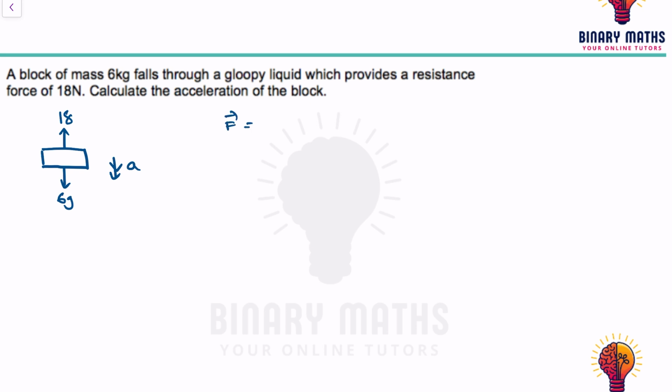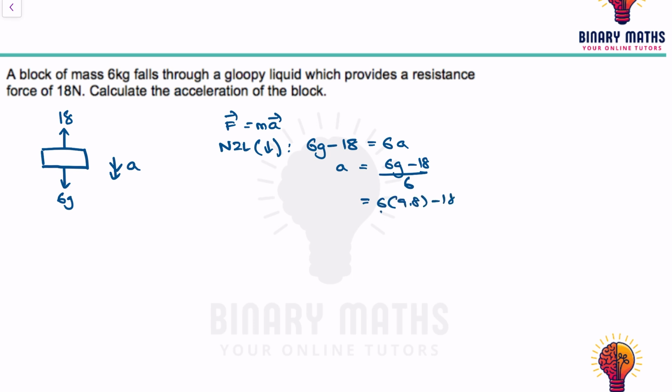So remember, F is equal to mass times acceleration for Newton's second law. So Newton's second law applied vertically must be, because it's moving down, the resultant force must be 6g, which is acting down, take away the force acting up. So 6g take away 18 is equal to mass, which is 6, times acceleration. So acceleration, if I rearrange it, will be 6g minus 18 over 6. Don't forget g is just 9.8. Take away 18 over 6, which gives me a value of 6.8 meters per second squared.